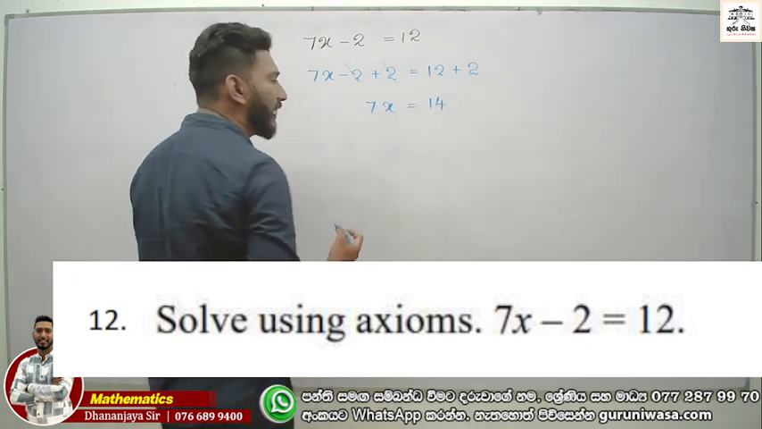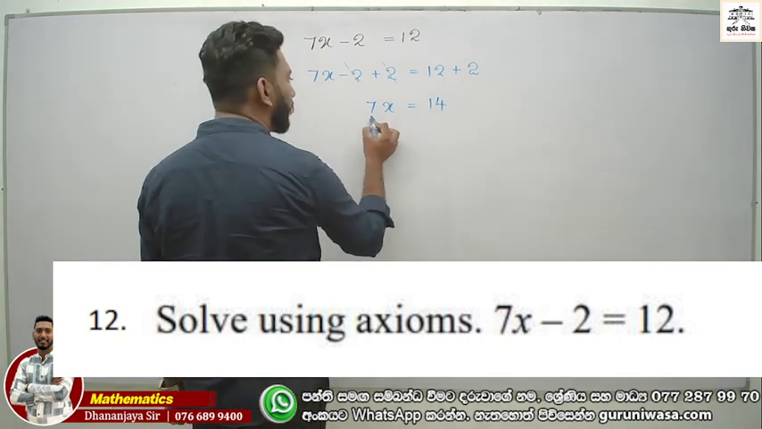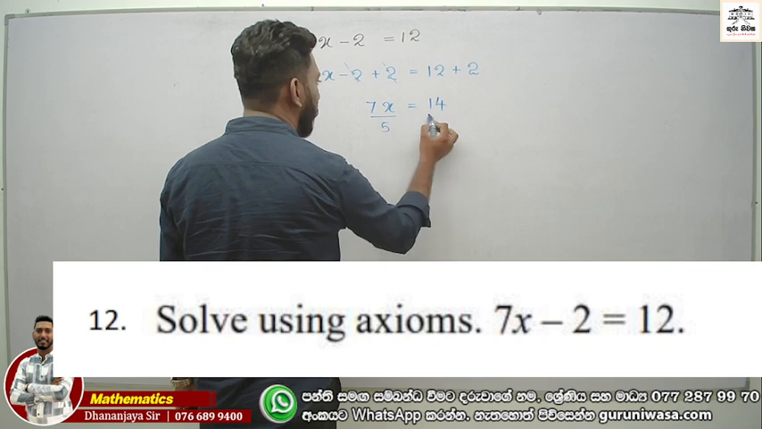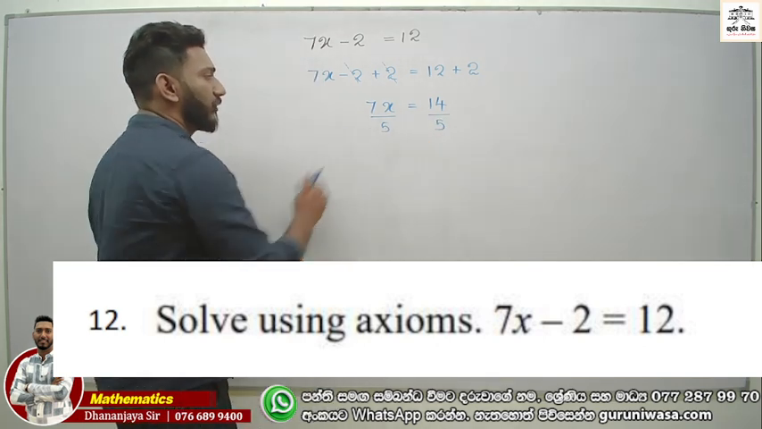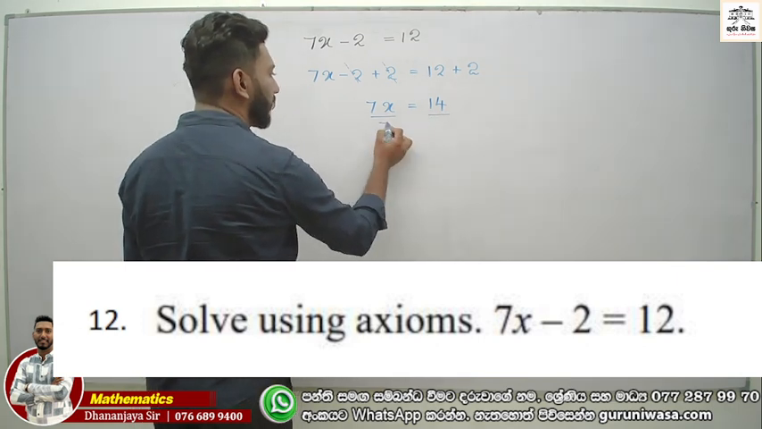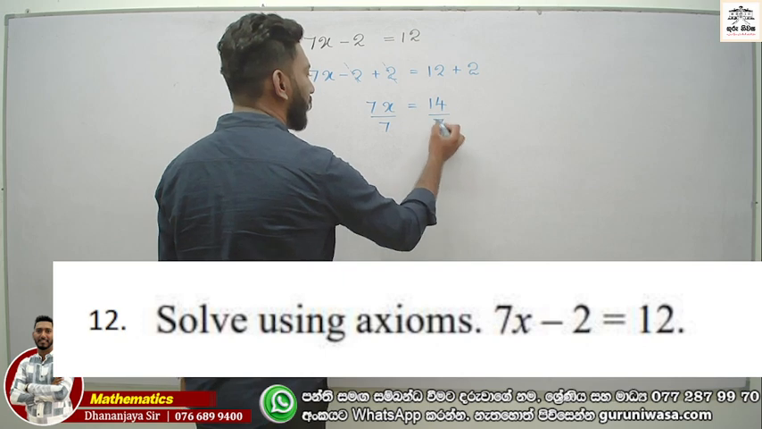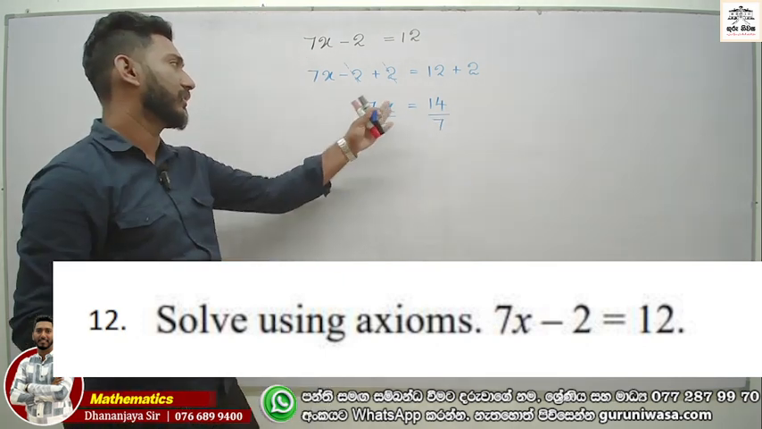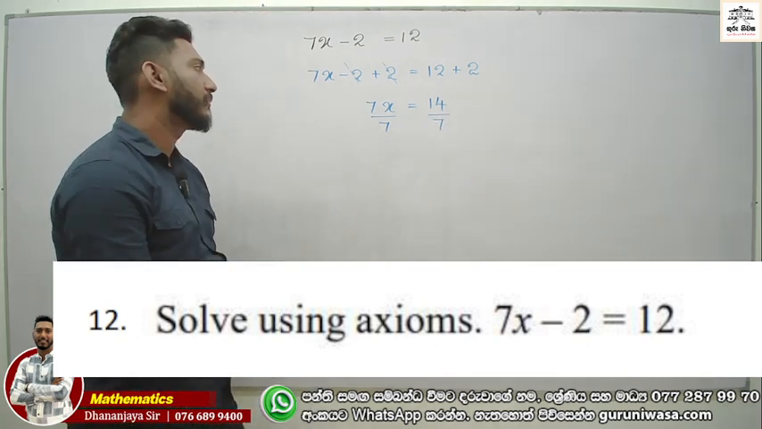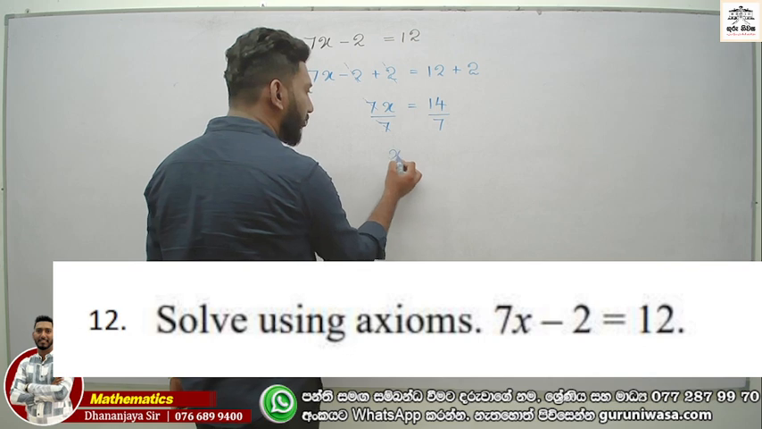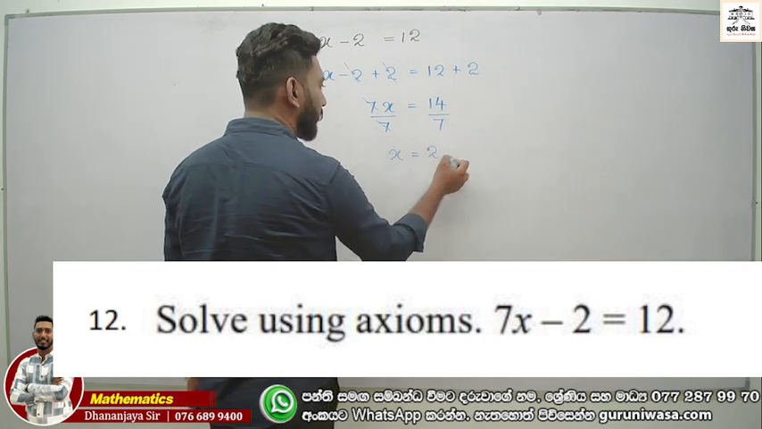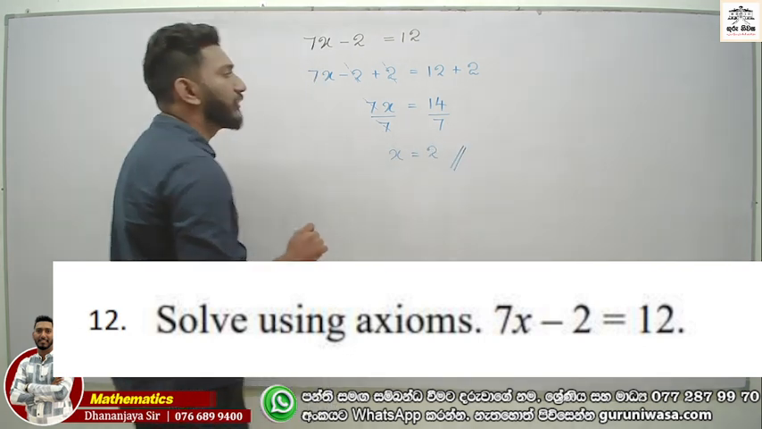Now I'm going to use axiom number 5, dividing by the same number. The same quantities divided by the same quantity. So divide by 7. Divide by 7, right? Because 7x, right? Both sides are divided by 7. Now 7 and 7 eliminate. Now x becomes 2. This is how to use the axioms.